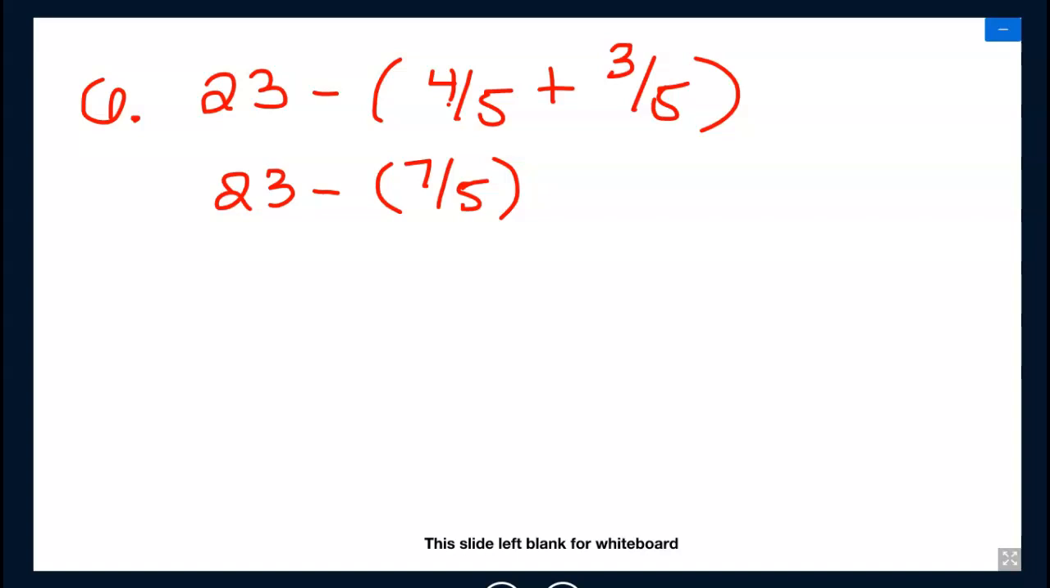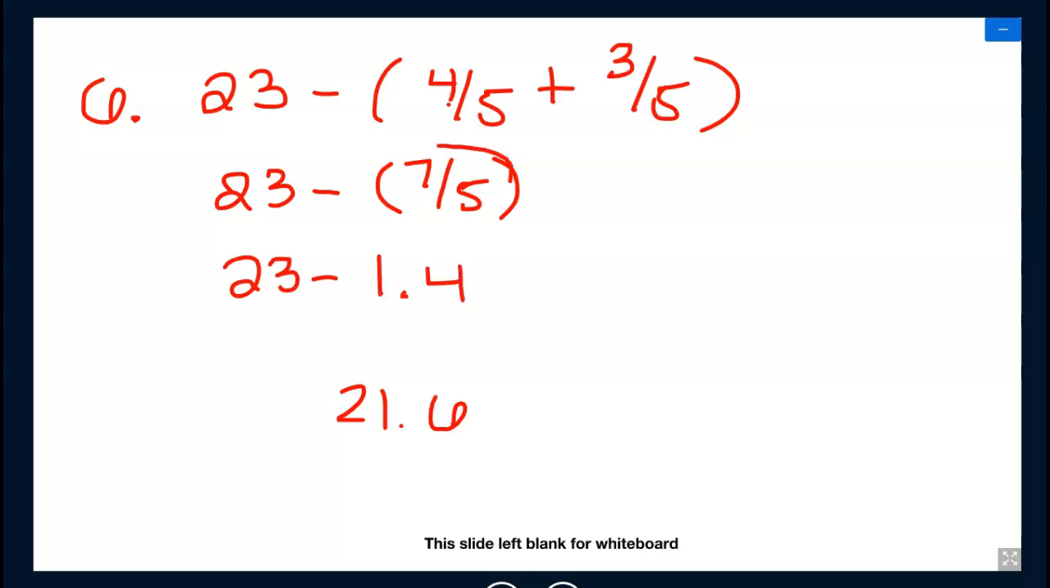22.8. I just got 21.6. Anybody else have anything different than that? What'd you have, Sarah? Okay, so did you add the 7 and then the 1/5? So you got to be careful. So 7/5, guys, that's the same as 1.4.